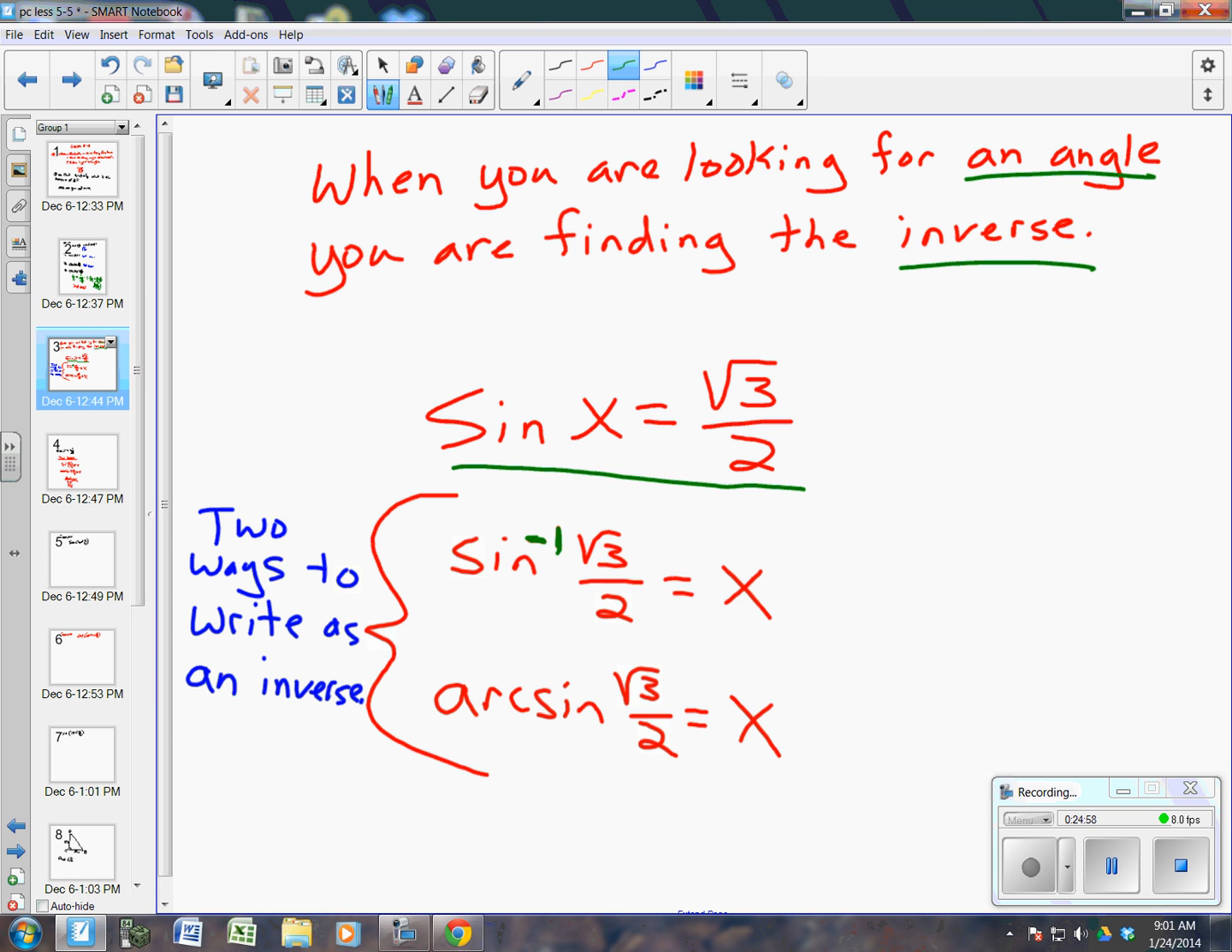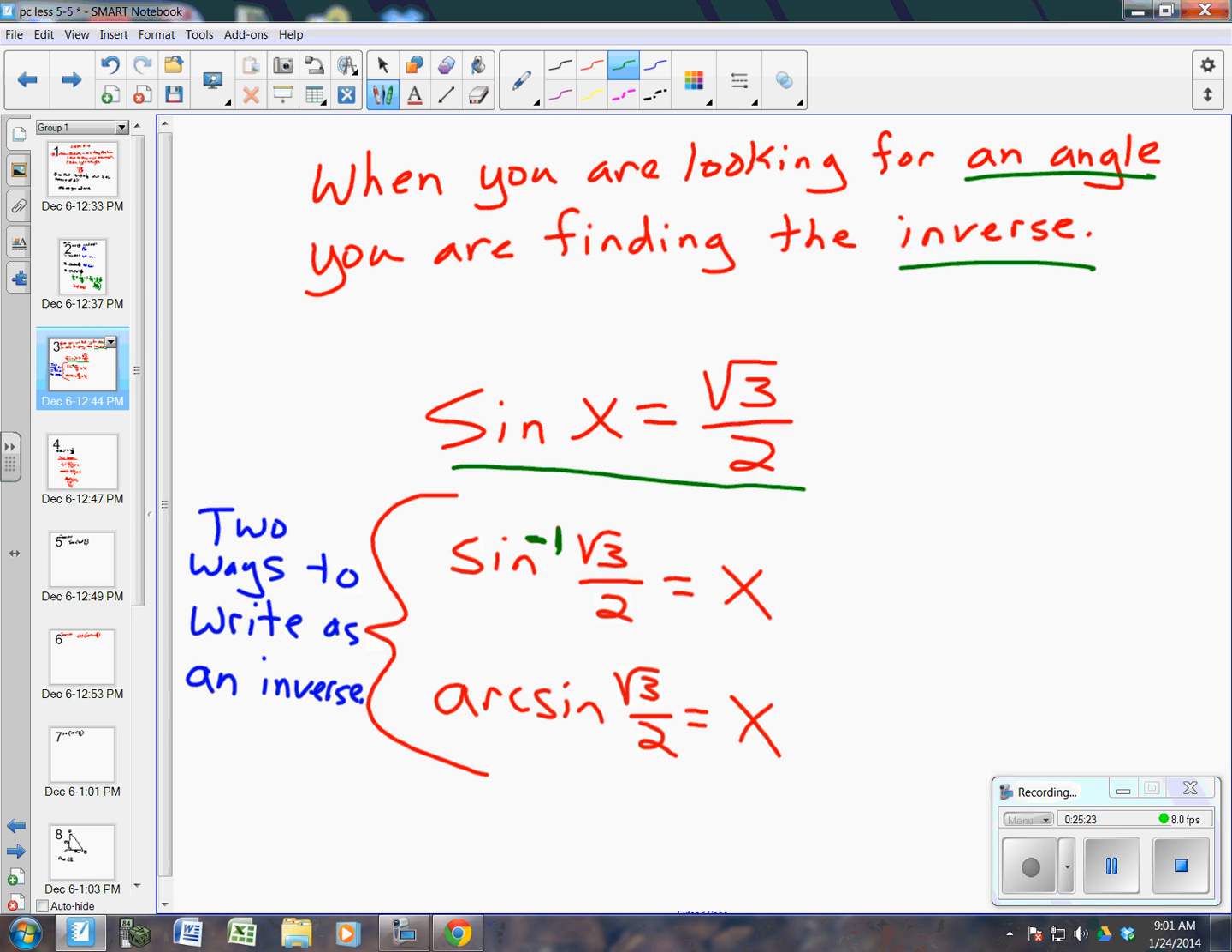That looks like a negative 1 exponent, but it's not. I don't know who came up with this notation a long time ago. I think it's a bad notation, but it's kind of stuck, and it means sine inverse. Don't think of it as an exponent. It just means that it's a symbol for inverse. So when it says find the sine inverse of root 3 over 2, I'm looking for the angle whose sine is root 3 over 2. That's what we're looking for.